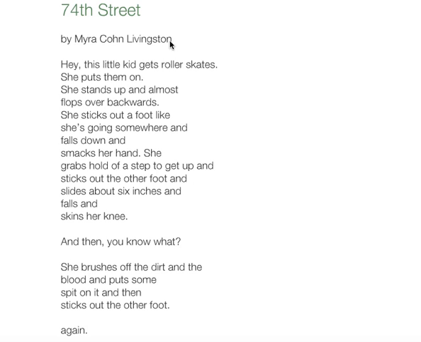In this video, we're going to be reading the poem 74th Street by Myra Cohn Livingston, and we're going to be learning how we can summarize a poem. Summarizing a poem is a lot like summarizing a book or an essay or another piece of text. You want to look at the different pieces of it and create a summary based on the different pieces. When we're looking at, say, a chapter book, usually you'd summarize each chapter, and then you could create a bigger summary about the whole book.